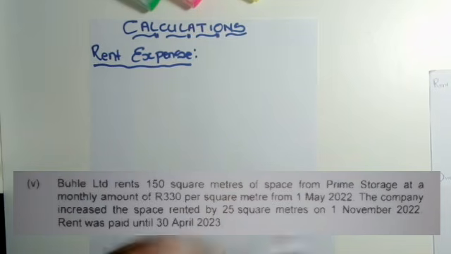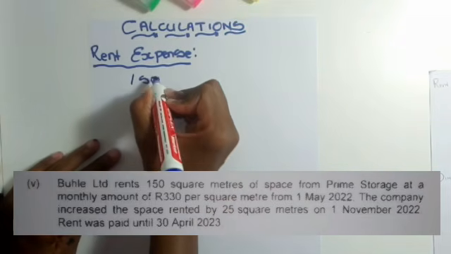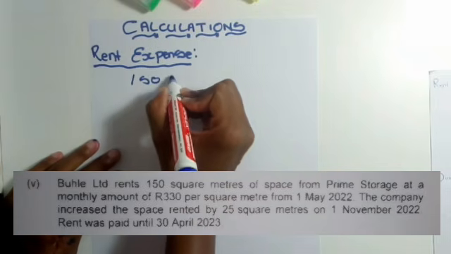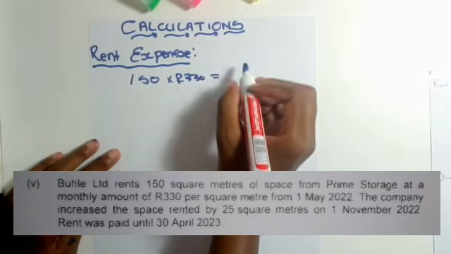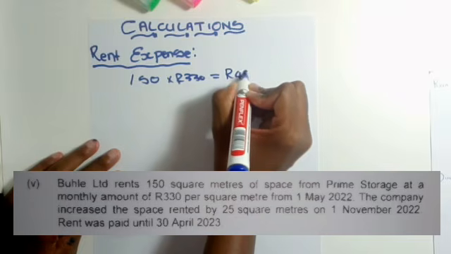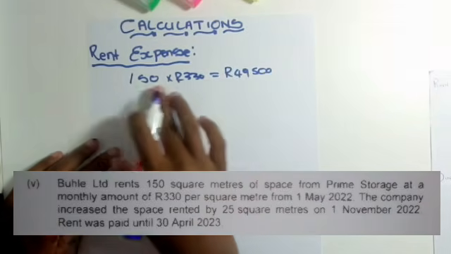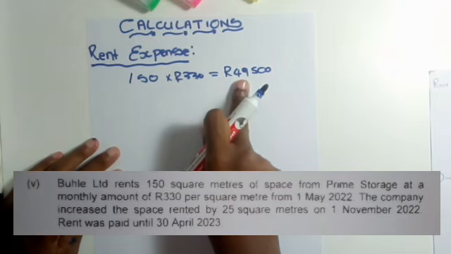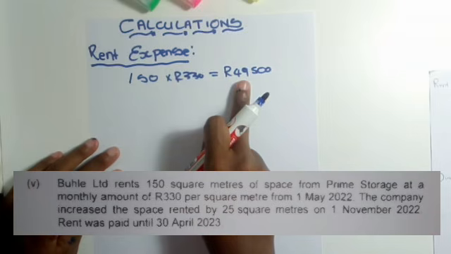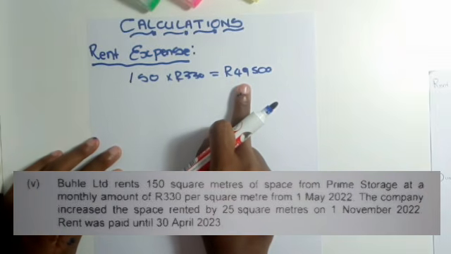So our rent, before we increased the square spaces that we are renting out, we initially started by renting out 150 square meters, and we paid 330 for them, which gives us a total of 49,500 if you punch it in your calculator. Now we need to figure out how many months did we rent out at this particular price before we increased. Now they say that the increase was on 1 November 2022.